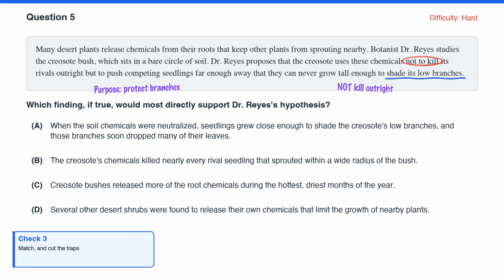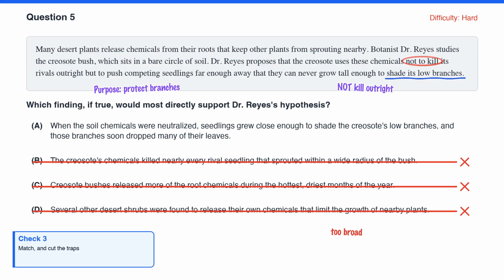Now match and cut the traps. B says the chemicals killed nearly every seedling within a wide radius. The passage says the point is not to kill outright, so B contradicts the very claim. Strike that one. C says the bush makes more chemical in the hottest months. A true detail about timing, but nothing about protecting the branches. Leave it. D says other desert shrubs also release growth-limiting chemicals. That's about other plants, not this bush's purpose. Too broad. That one's out.